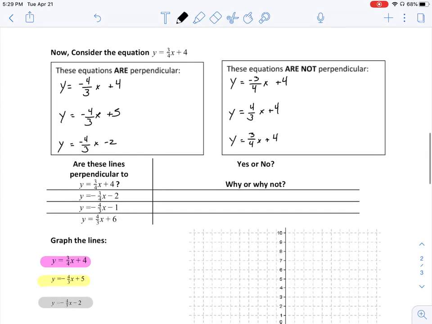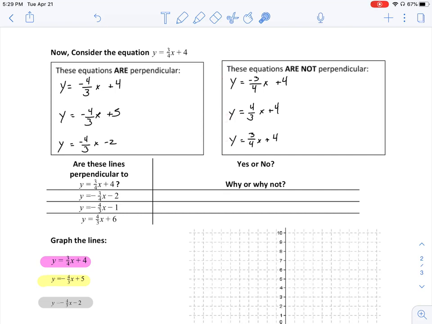So now if we consider the equation y equals 3 over 4x plus 4, we're going to try to figure out what does perpendicular mean. So again, we have on the left side here, all of these lines are perpendicular. So y equals negative 4 over 3x plus 4, y equals negative 4 over 3x plus 5, y equals negative 4 over 3x minus 2.